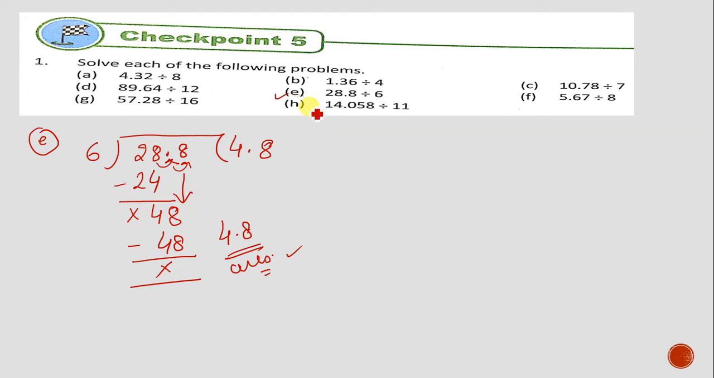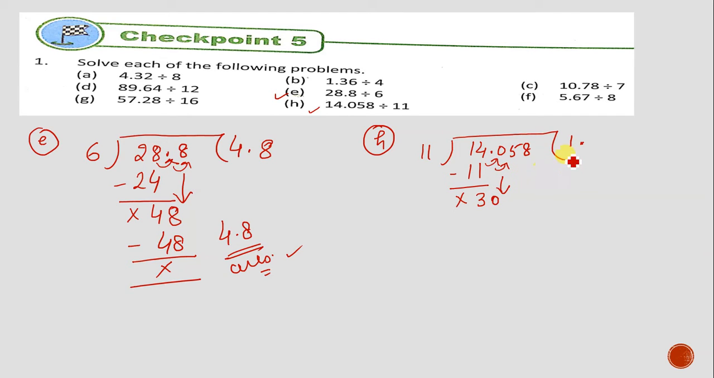Now we'll try next one, H1. So H says 14.058 divided by 11. Yes, 11 ones are 11. 14 minus 11 is what? 3. After that we have decimal, put decimal. Next we have 0, take it down. 30 doesn't go with 11, take lesser from it. 11 2s are 22. 30 minus 22 will become 8.